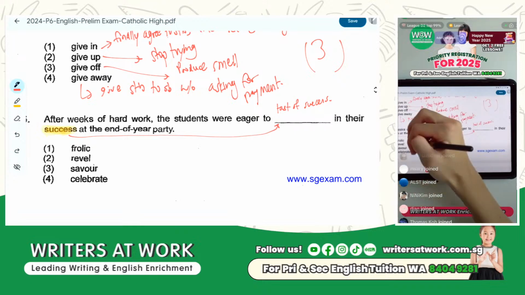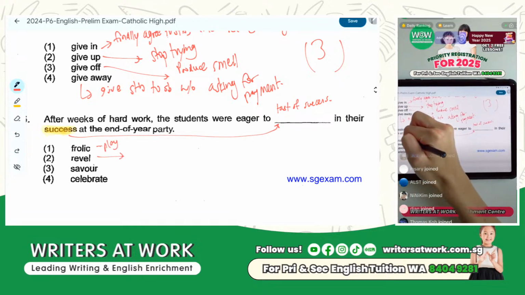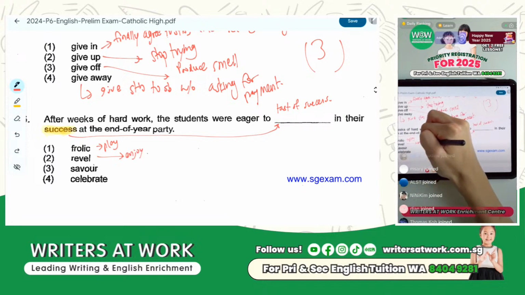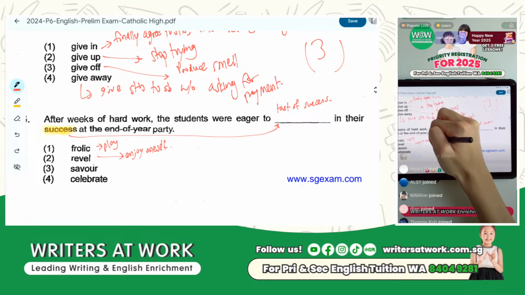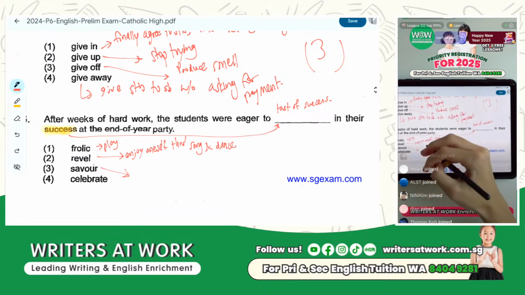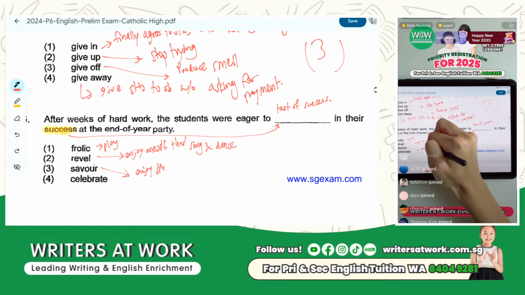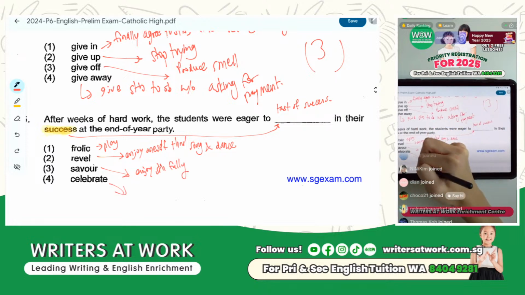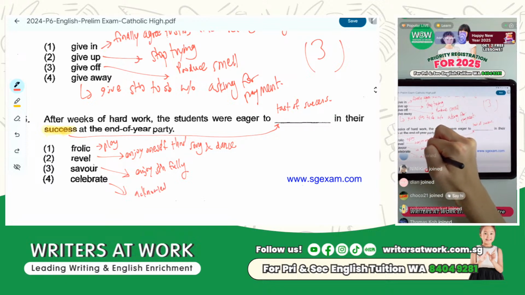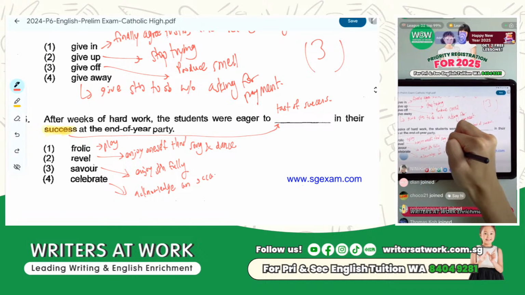Frolic means that you play. Revel means you enjoy oneself through song and dance. When you savor something, it means you enjoy something fully. Celebrate means you acknowledge an occasion with activity and gathering.